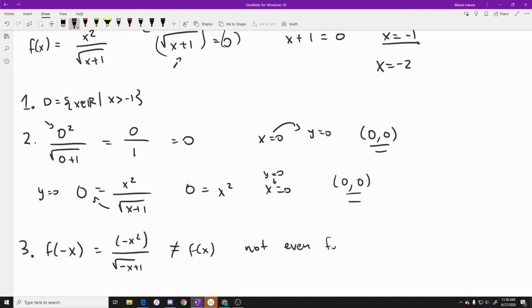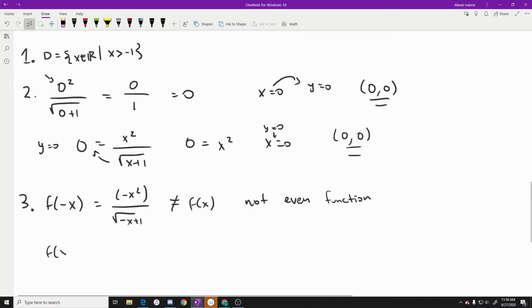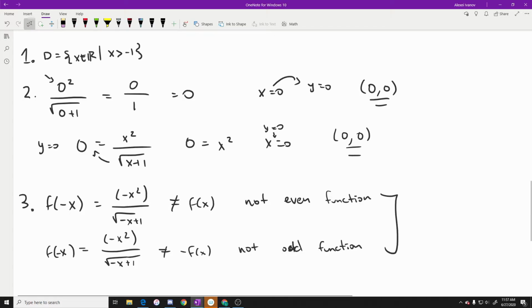So we can say that it's not an even function. Now, if we plug in minus x again, we get minus x squared over the square root of minus x plus 1. And this is also not equal to minus f of x, meaning it's not an odd function either. So no symmetry exists, because neither of these conditions is matched.